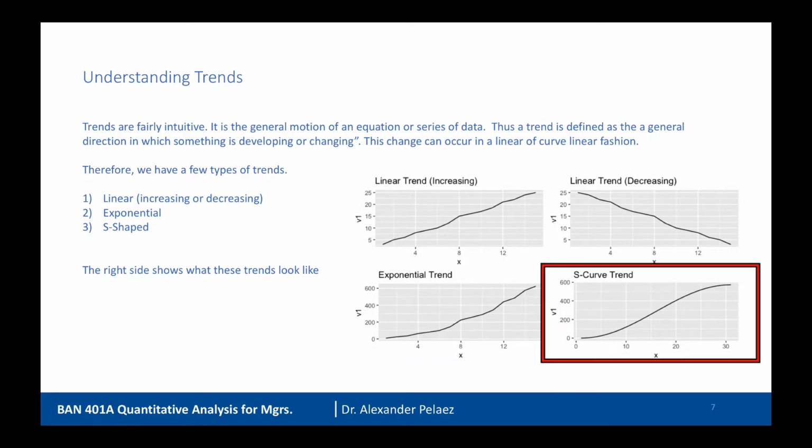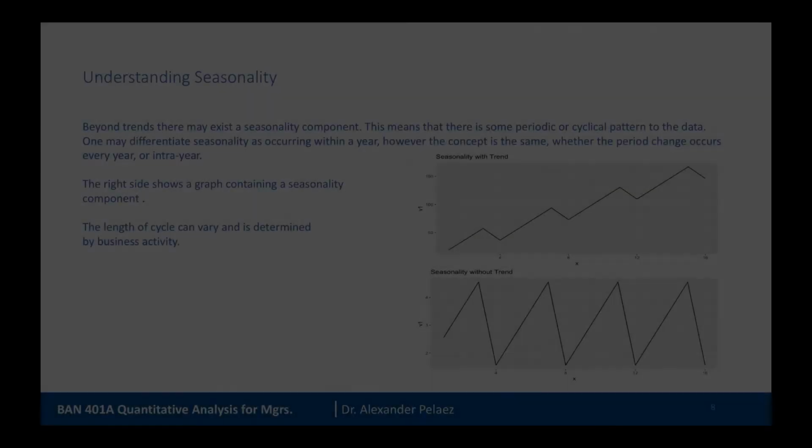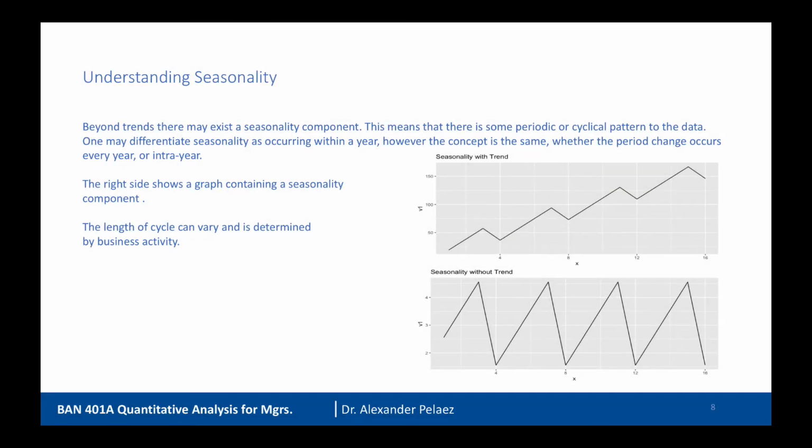And then we have a different type of curve where we actually have two curves. We see here where we create this well-known S curve. We also have the concept of seasonality. So seasonality means there's some periodic or cyclical pattern to the data. And we can differentiate seasonality as occurring between years. However, the same concept applies to whether it occurs intra-year. We can have a seasonality or a periodic change within a quarter.